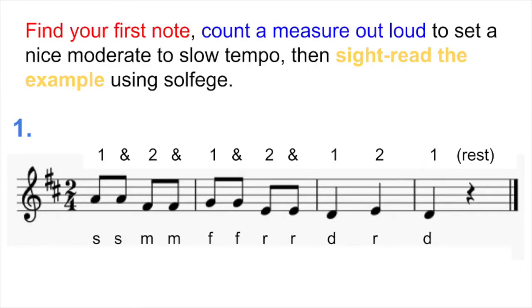For each example, I'll give you do, and you have to find your first note, so. Then I'll count a measure out loud to set a nice moderate to slow tempo, and then try to sight read the example 2 times through. Number 1. Here is do. 1 and 2 and. Again.